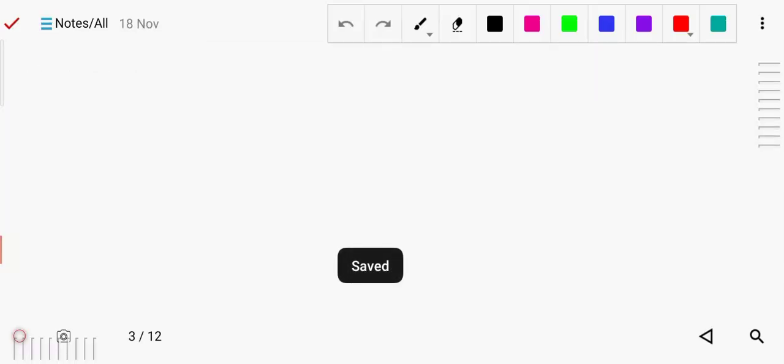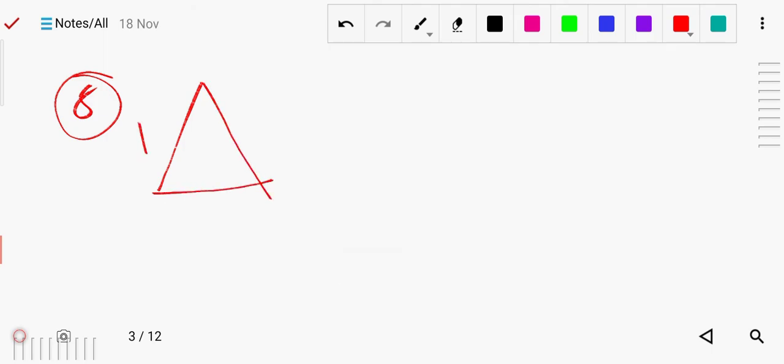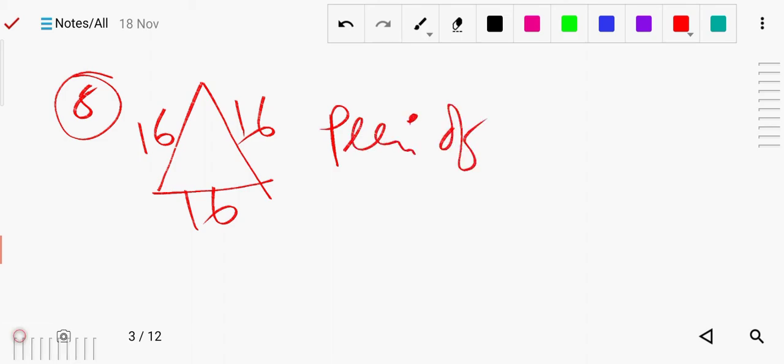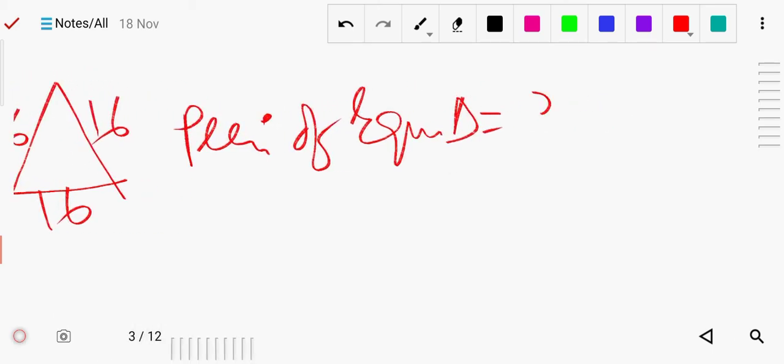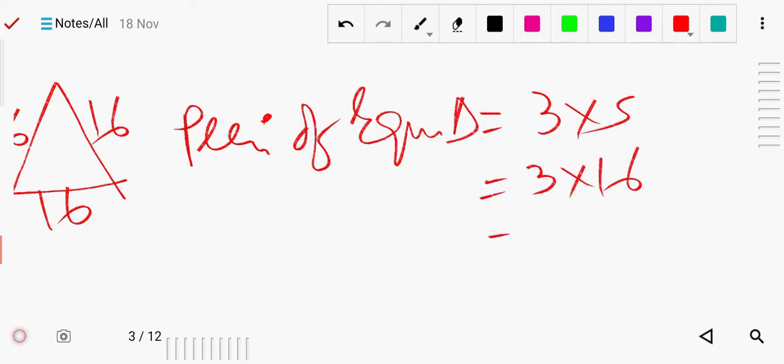Okay, so here, number 8. First it was in the equilateral triangle, so this side is 16, this side will also be 16, this is the 16. So first of all you can find the perimeter of the equilateral triangle, which is 3 into side. So 3 into 16, which will equal 48 centimeter.